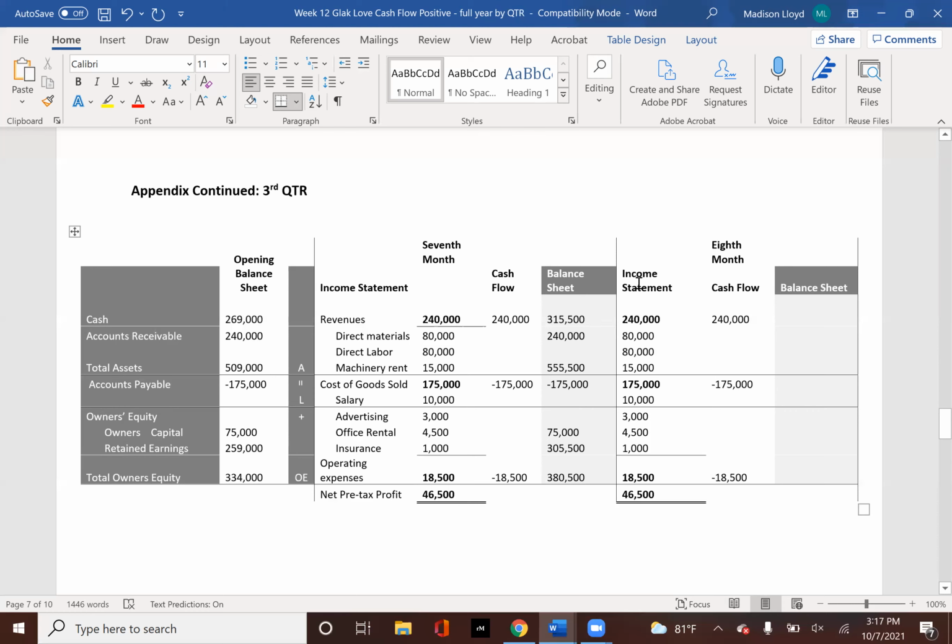We're going to zigzag over to our next income statement. All of your values are the same. $240,000 from last month. Put that right there in your first block of cash flow. We're going to use last month's total assets. Remember, we're going to use last month's total assets for our bank account, subtracting our last month's cost of goods sold of $175,000. And we're going to subtract our operating expenses of $18,500. So take $555,500, subtract 175 from last month, subtract 18,500 from this month.